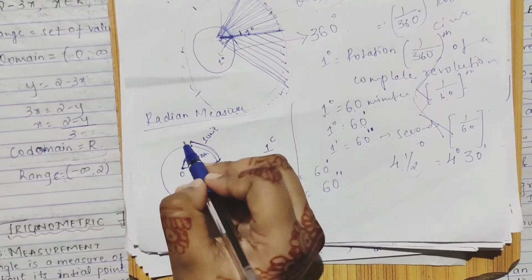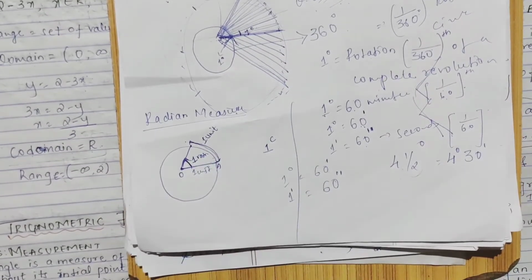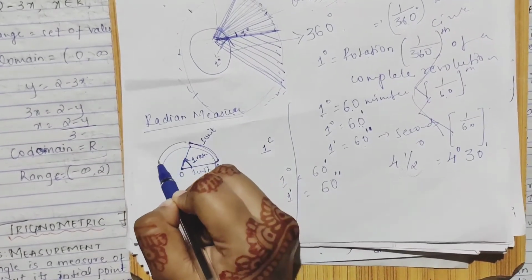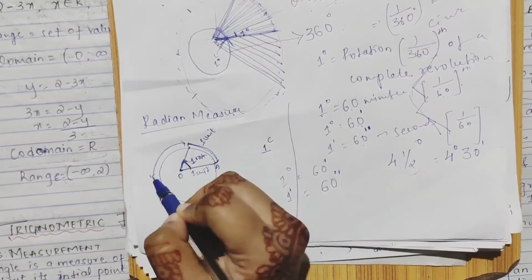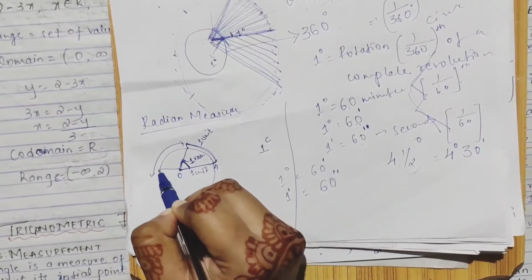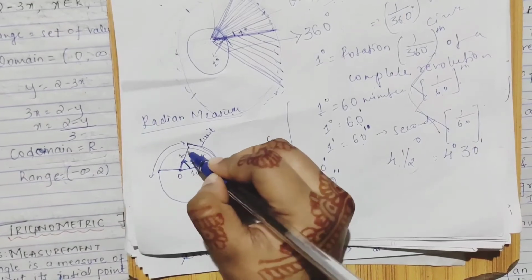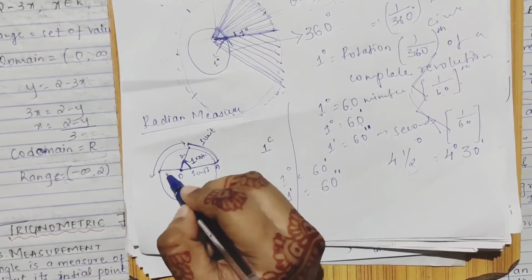Now suppose from this arc again 1 unit you are taking along with this 1 unit. So here you will mark, and even this will be 1 unit only, because the measurement is the same.